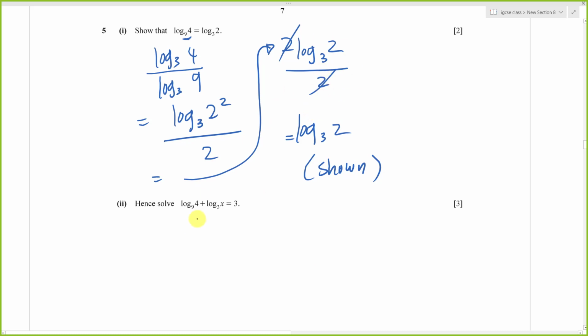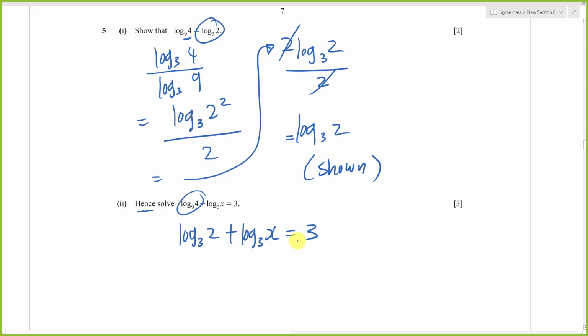Okay, hence solve this equation. You realize they look quite similar. Let me find some similarity here. Because I see the word hence, I kind of need to use the part 1 answer to solve this one. Oh, I see. So basically you need to plug in, because log 9 of 4 actually equals log 3 of 2. So I just plug in here: log 3 of 2 plus log 3 of 3x equals 3.